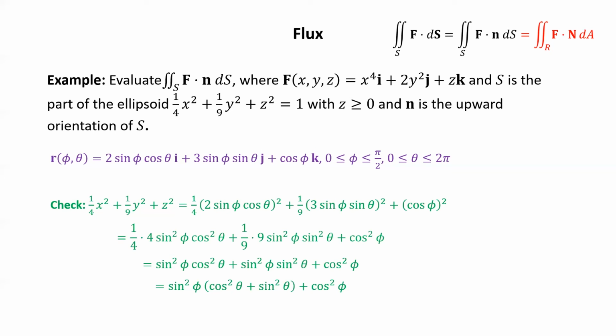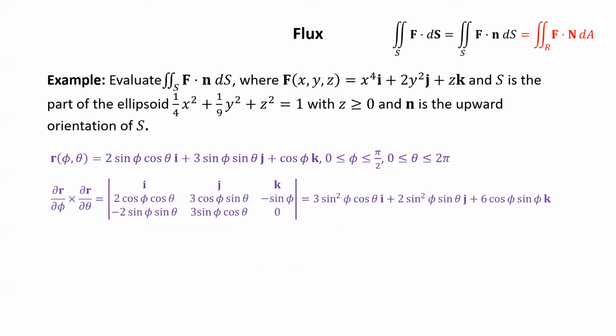Now we can factor out sine squared phi from the first two terms, giving us cosine squared theta plus sine squared theta, which is 1. So we just get sine squared phi plus cosine squared phi, which is equal to 1 by the usual Pythagorean identity. Okay, now we need to take the cross product of the partials.